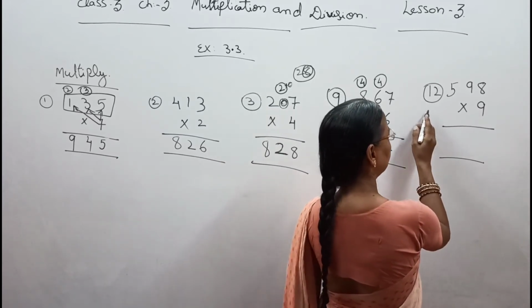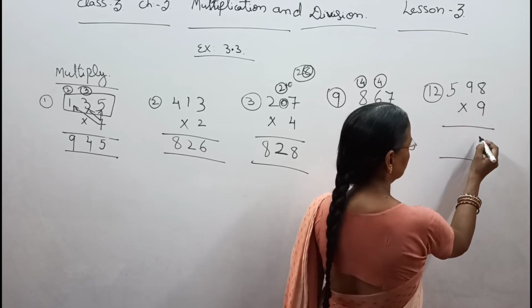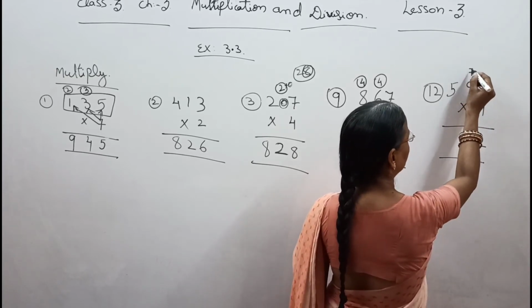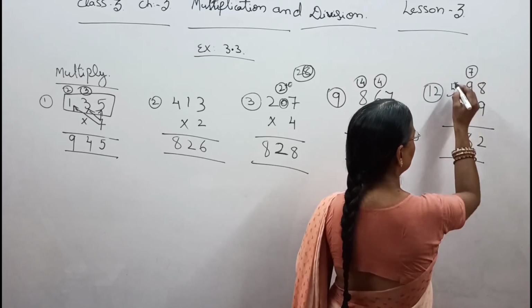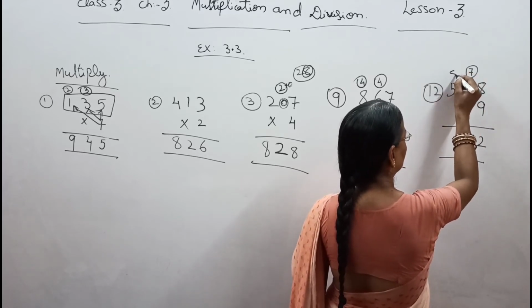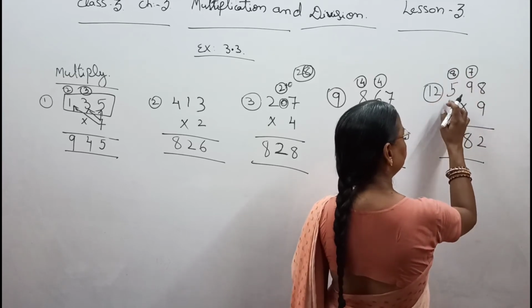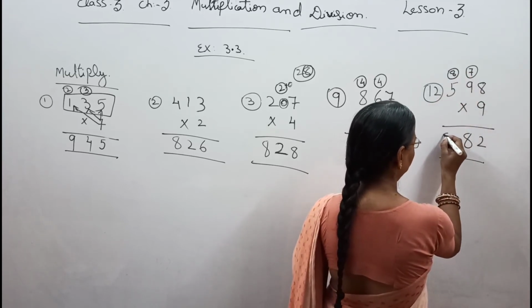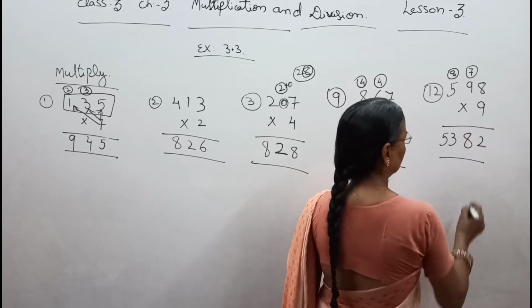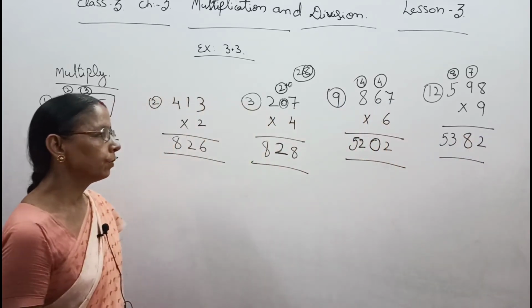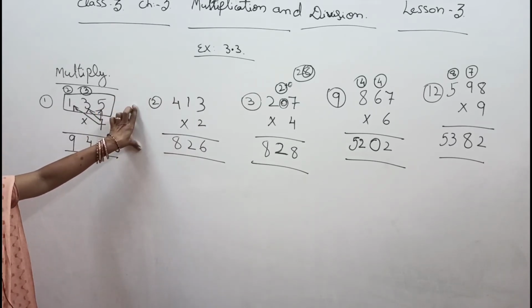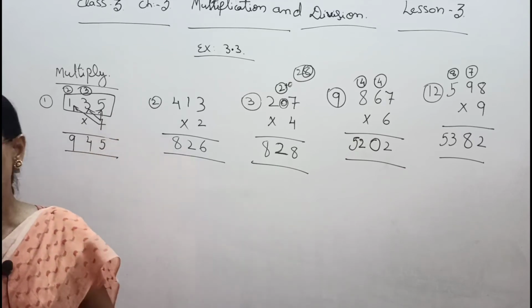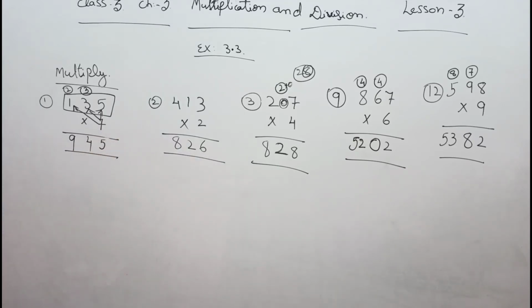Now the 12th one: 9 8s are 72. 7 is carried. Then 9 9s are 81 plus 7, it is 88. Then 8 is carried. 9 5s are 45. 45 plus 8 is 53. This is the answer. Now I hope you understood at your level. You are able to do the remaining questions in 3.3.